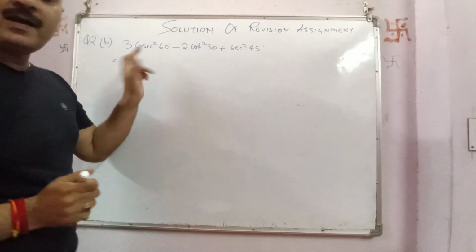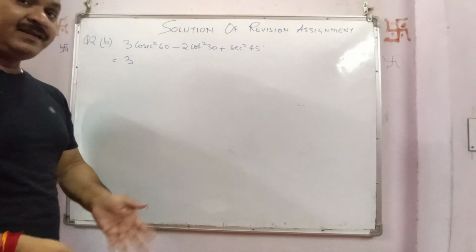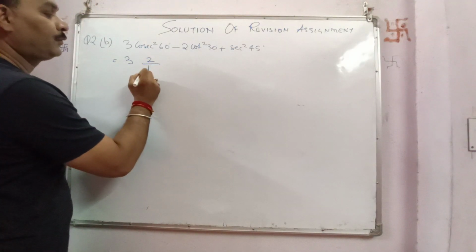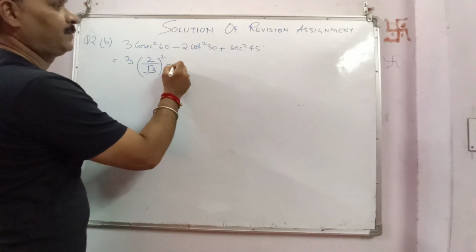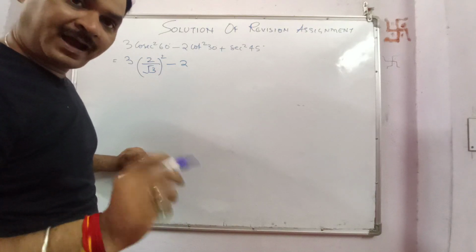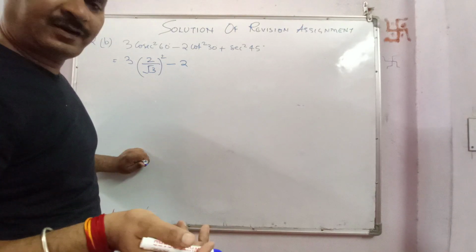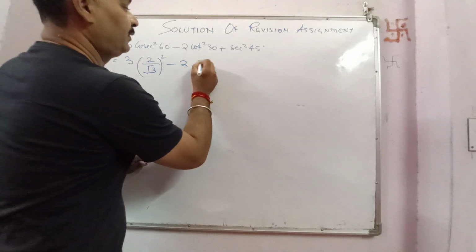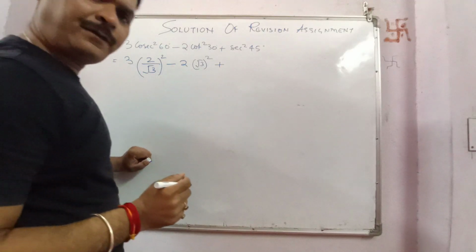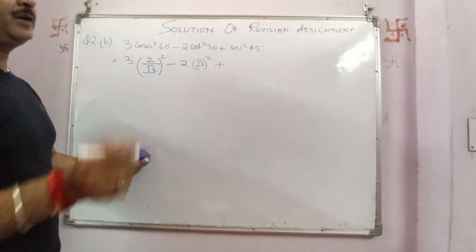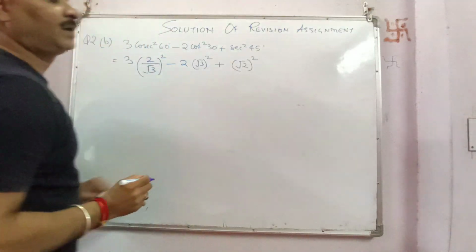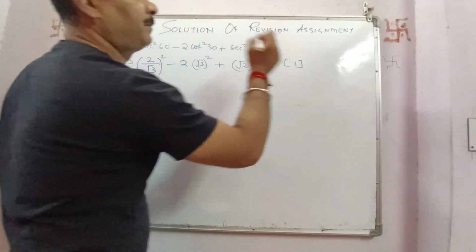Now cosec is the reciprocal of sine. Sine 60 is root 3 by 2. The reciprocal of root 3 by 2 is 2 by root 3, and we take square of it. Cot 30. Cot is the reciprocal of tan. Tan 30 is 1 by root 3. So reciprocal of 1 by root 3 is root 3 square. Sec 45. Sec is the reciprocal of cos. Now cos 45 is 1 by root 2. The reciprocal of 1 by root 2 is root 2, root 2 square.